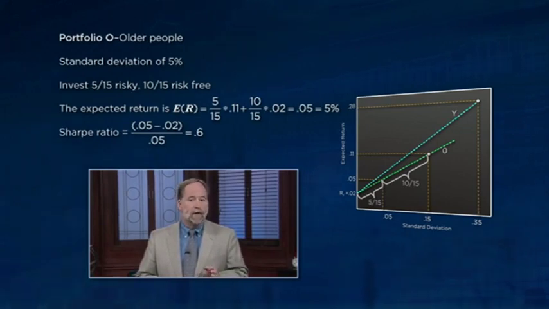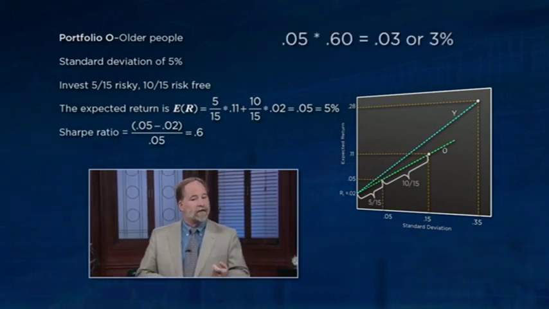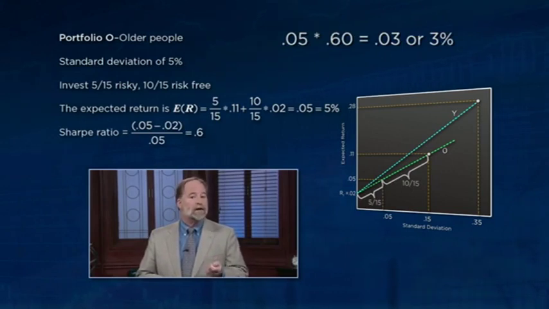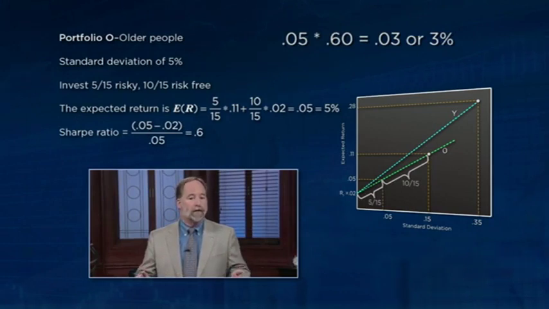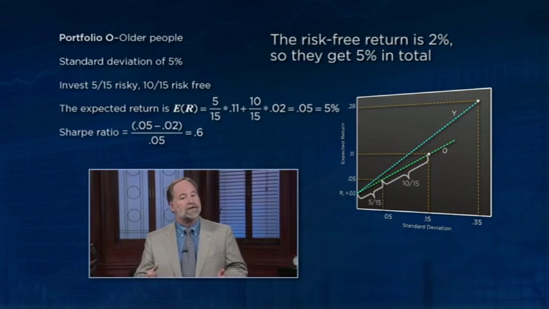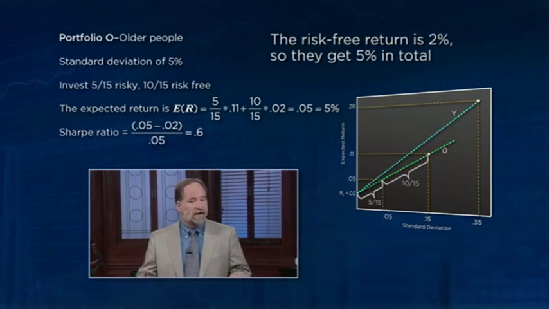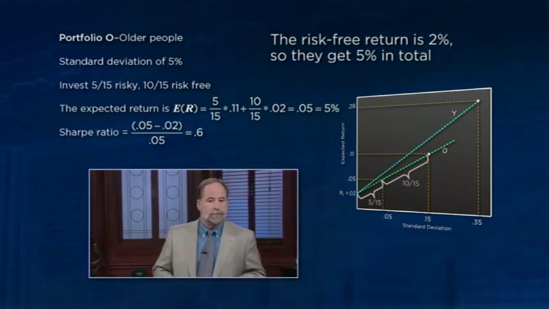Since older people only want 5% standard deviation, they will only get, what, 0.05 for 5% times 0.6, the Sharpe ratio, which is equal to 0.03 or 3% in excess of the risk-free rate with their overall portfolio, with, what, 5/15ths at risk and 10/15ths in the safe. Since the risk-free return is, what, 2%, then they're going to get the 3% plus the 2%, they're going to get 5% in total, given a standard deviation for the overall portfolio of also 5%. So 5% is the expected return.